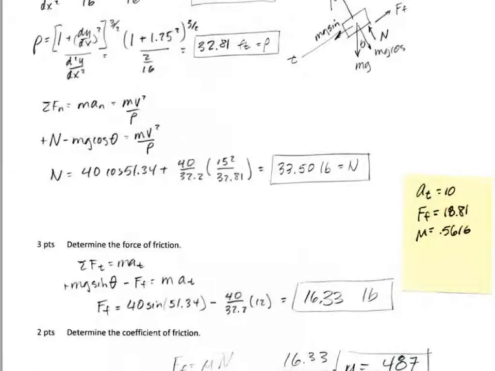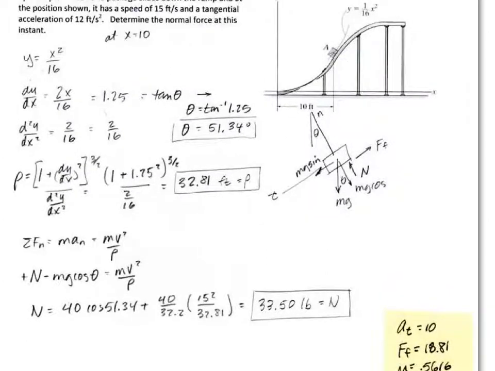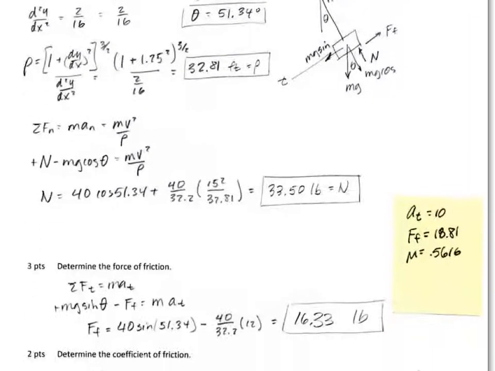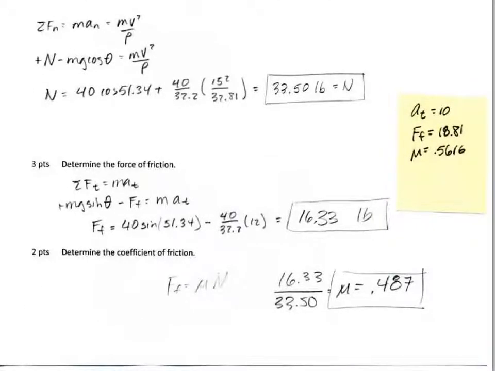Now the coefficient of friction: looking back again here, because it's a box and it's sliding, then we know that the force of friction is equal to mu times normal. And so you just plug that in, and then you can solve for mu of 0.487 if you had a tangential acceleration of 12, or 0.56 if you had tangential acceleration of 10.